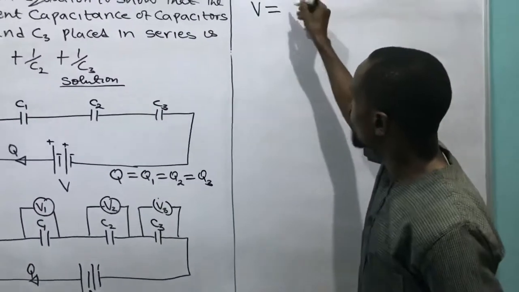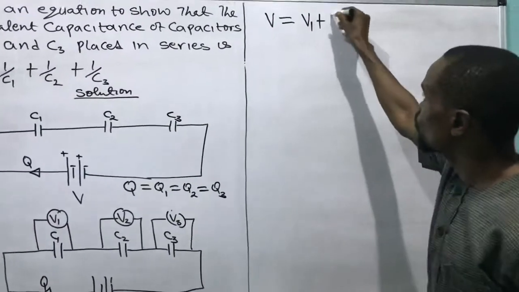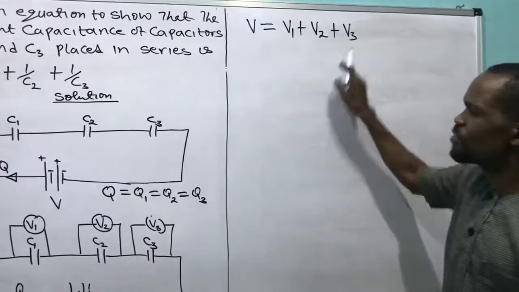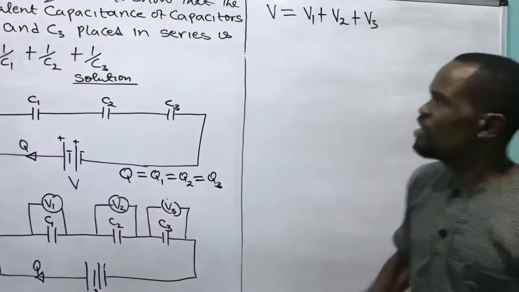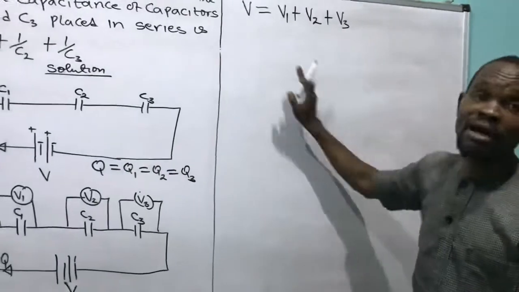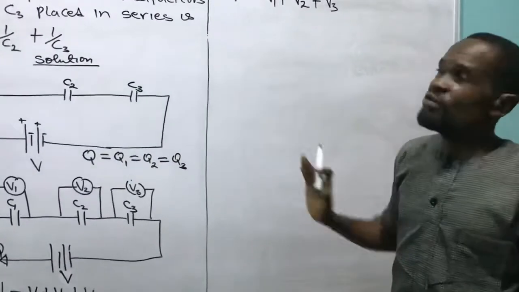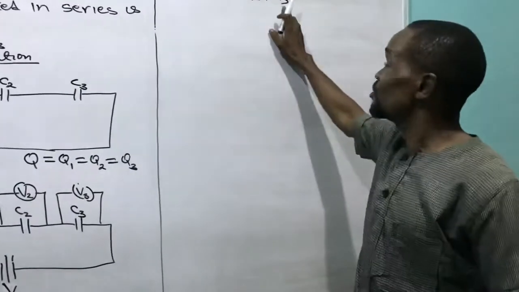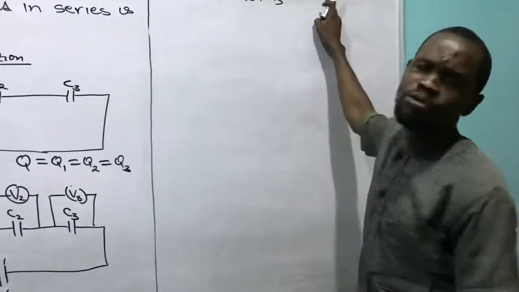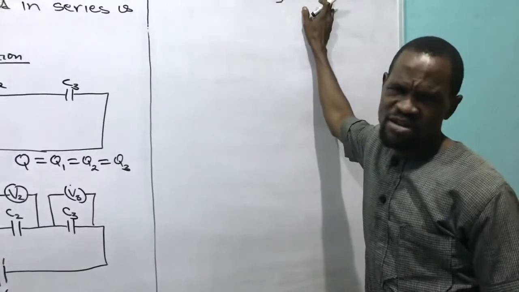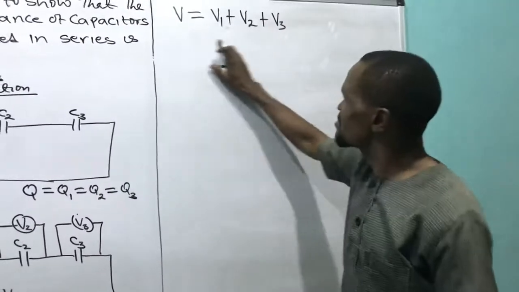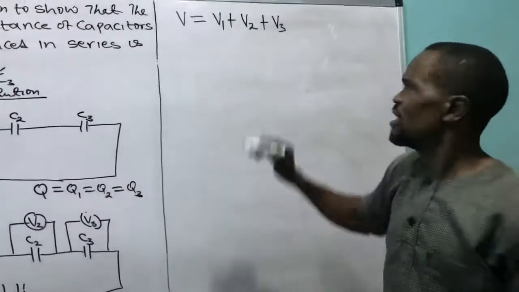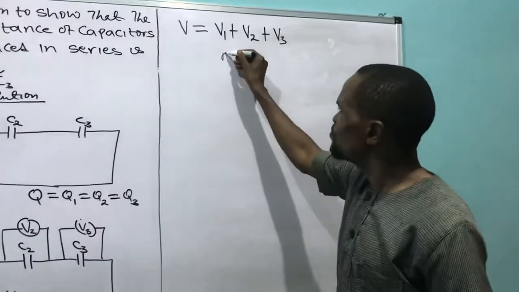V equals V1 plus V2 plus V3. Why is it up to V3? Because there are 3 capacitors. If there are 2 capacitors, this one will go. I'm talking about 2 capacitors now. But right now what they are asking is 3 capacitors. That's why you have it up to 3. If they are up to 4, they will have up to 4. You understand? Can we move ahead? Then now, since they are placed in series, their voltages are not the same.